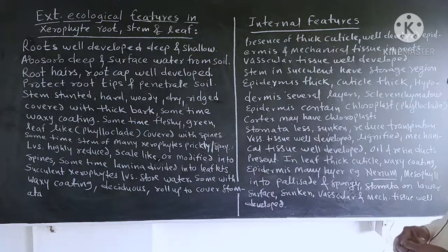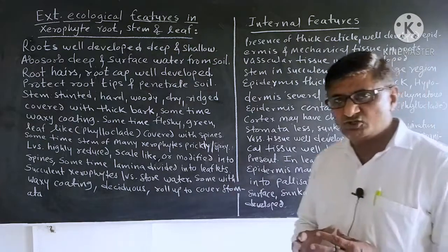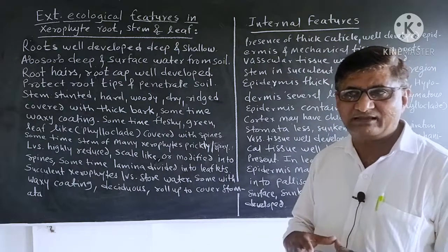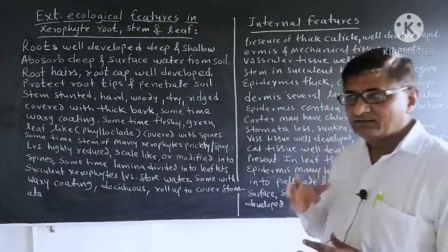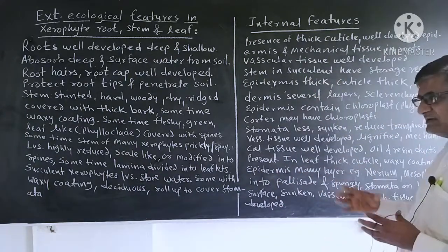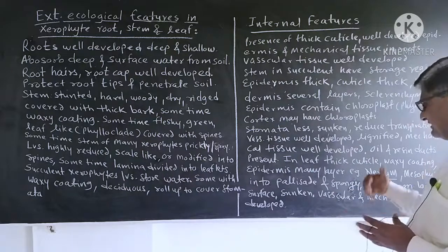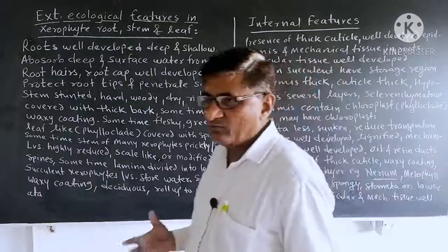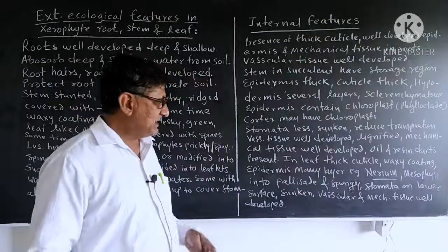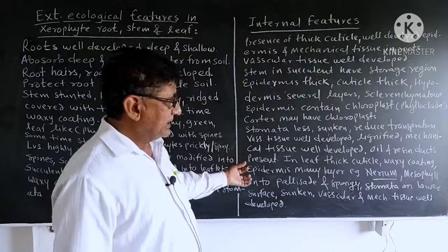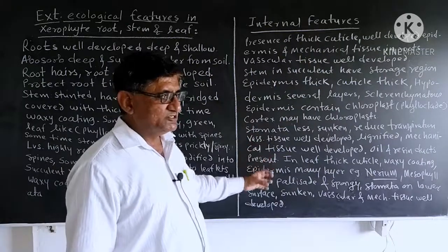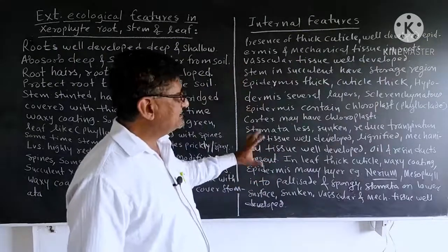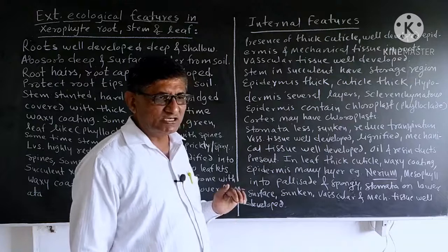spongy tissue. In general, in xerophytic leaves, the stomata are present on the lower surface, so they do not get directly exposed to sunlight, and often they remain closed. They may also be sunken in nature. The well developed vascular tissue system also helps to transport water efficiently. So these are some of the internal characteristic features.